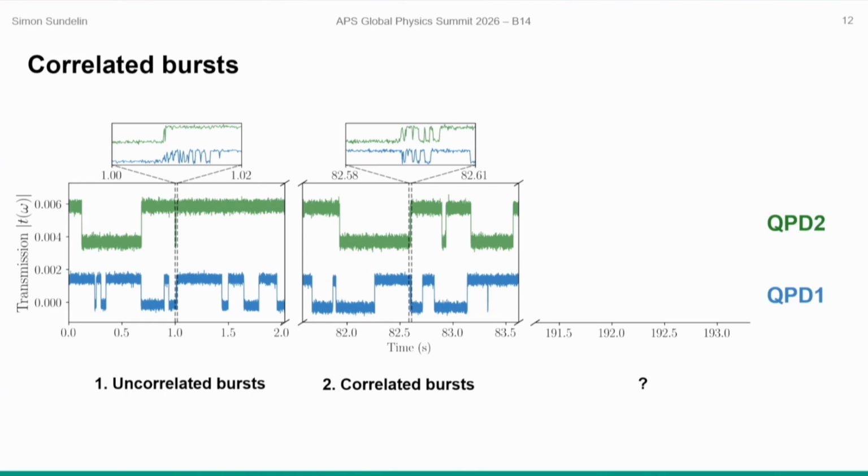Last question. Did you mention what kind of substrate you are using for this? Silicon. Silicon? Yes. Okay. Great, thanks.